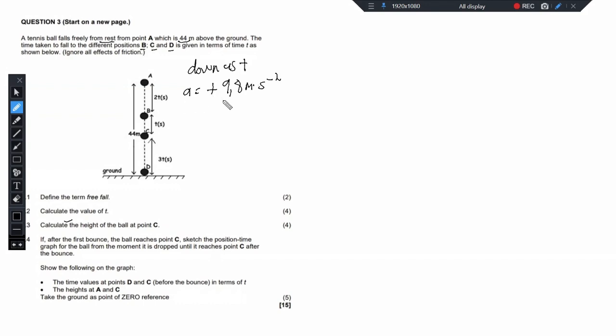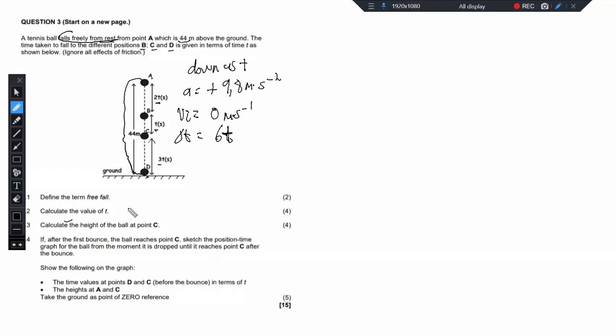Right, so this is down is positive, our acceleration is positive, and then our v initially, note that this falls freely from rest. So that means that this tennis ball is dropped. So it has a velocity of 0 meters per second initially. And then the time, delta t, let's take it all the way from point A to point D. So we are looking at all the motion. So that's 2t plus t plus 3t. All in all, this will give us 6t seconds. Right, 6t, not 60, 6t.